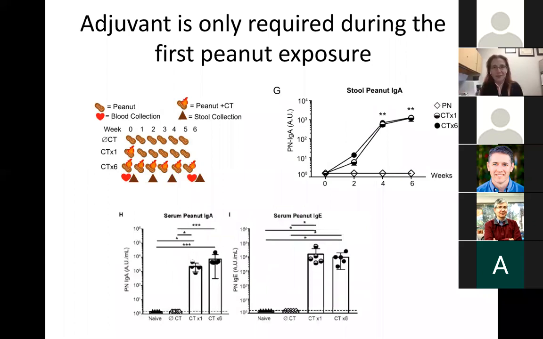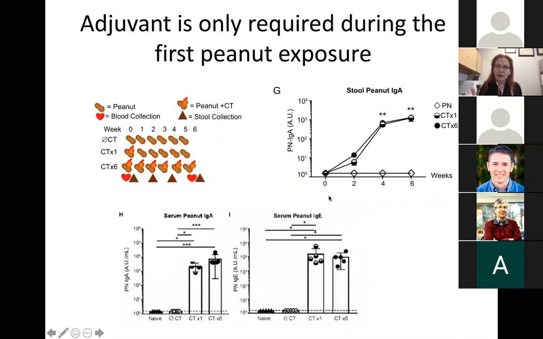I'm going to leave that question aside. That is an open question that we are still actively thinking about, but we don't have an answer for. The other thing that was really striking in my mind is that you could get the same kind of IgA response if you gave adjuvant just the first time the mouse was exposed to peanut, but stopped giving it subsequently.